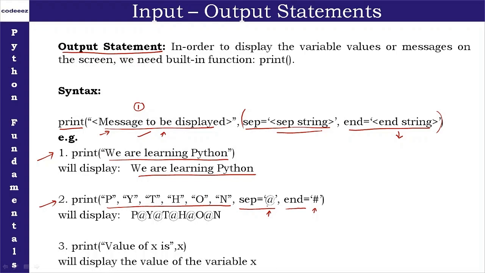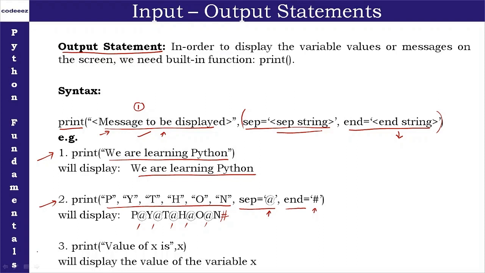This separator will get inserted after every consecutive character, meaning after P, @ will be there, after Y, @ will be there, after T, @ will be there. And this hashtag sign will be inserted at the end of the string. So @ is inserted after every character, and at the end the hashtag sign will be inserted when this statement executes. So this is how the separator and end arguments work.